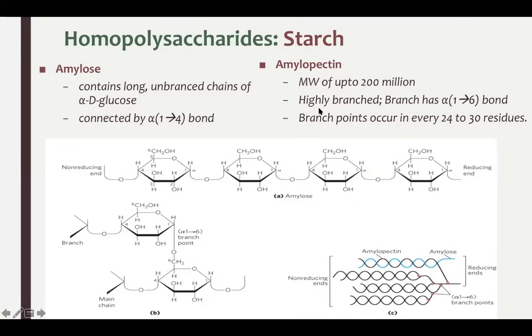But the amylopectin is a branched polymer, and the molecular weight of amylopectin is up to 200 million Dalton, and this is highly branched. So the branching point is from 1 to 6. So the glycosidic bond is termed as alpha 1 to 6 glycosidic bond. You can see here, this is the number 1 anomeric carbon, and this is the number 6, that means the terminal carbon. So they are linked via the O-glycosidic bond.